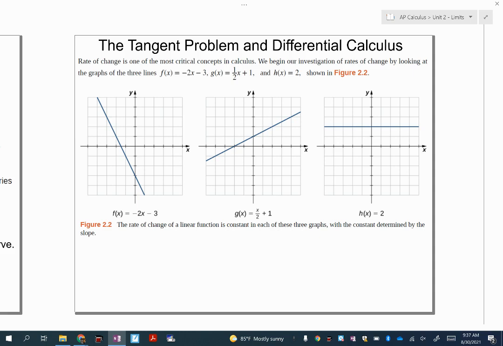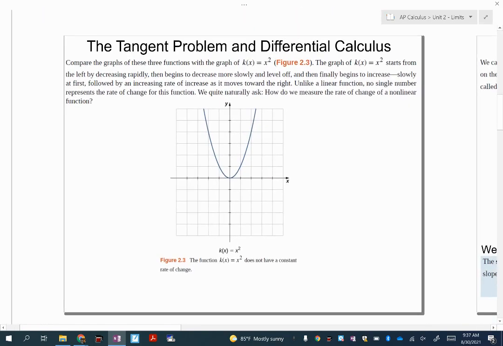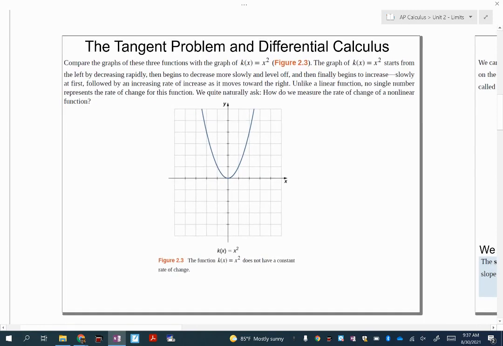And we're just taking a look at this idea of rate of change. And for lines, the idea of rate of change is just the slope, right? So as you're moving in the x direction, how far are you moving up and down in the y direction? So it's really not a big deal if every function that we dealt with was linear. But as you already know, we have a ton of functions that are not linear.